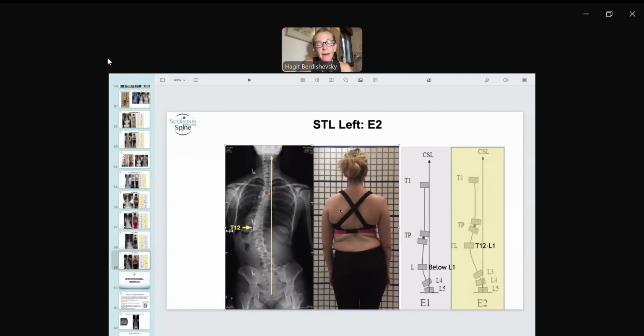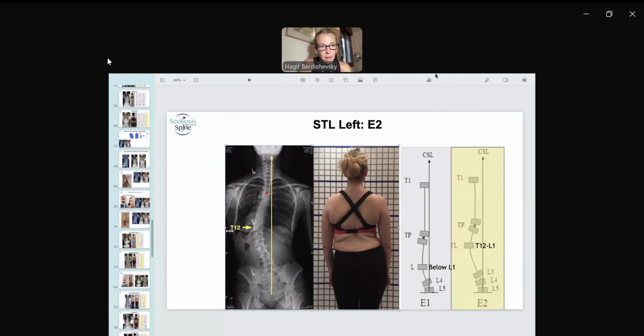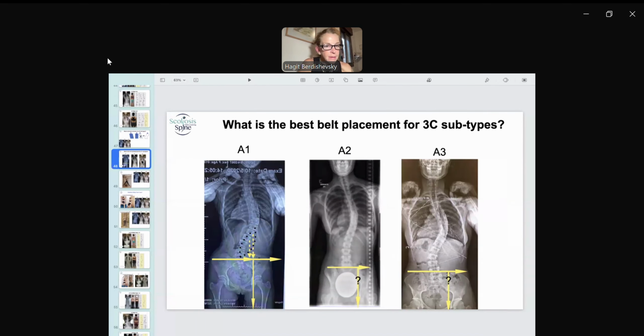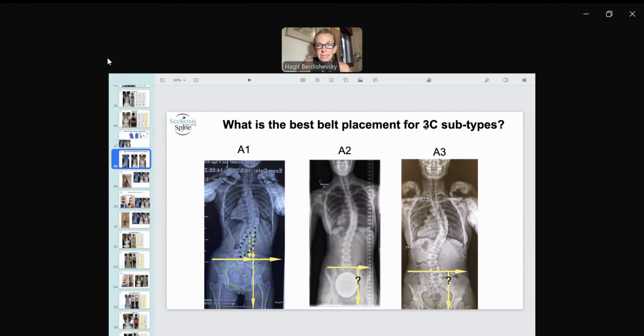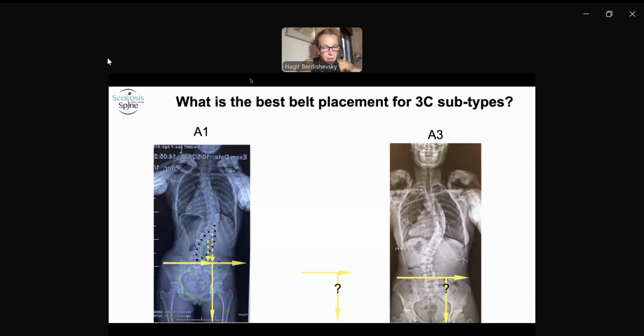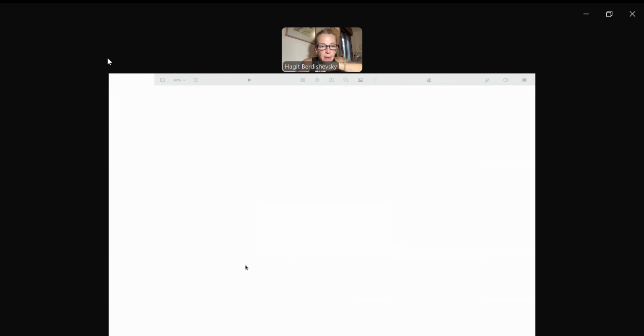So this is an E2 type. Apex is a T12. And when I go back for a moment to the A1, to the 3C, 3 subtype, I want to say, and you should experience that from now on, maybe from this lecture, an A1 type usually is preferred. I will actually do it this way.